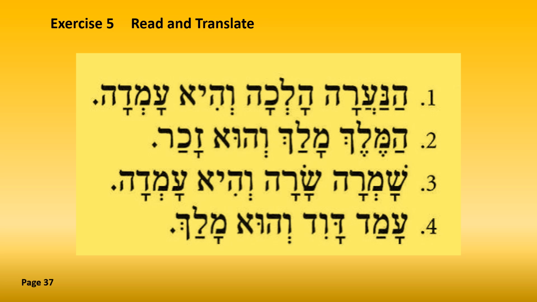Exercise 5. Number 1. Hana'ara halacha v'hi amida. Number 2. Hamelech malach v'hu zachar. Number 3. Shemara Sarah v'hi amida. Number 4. Amad David v'hu malach.